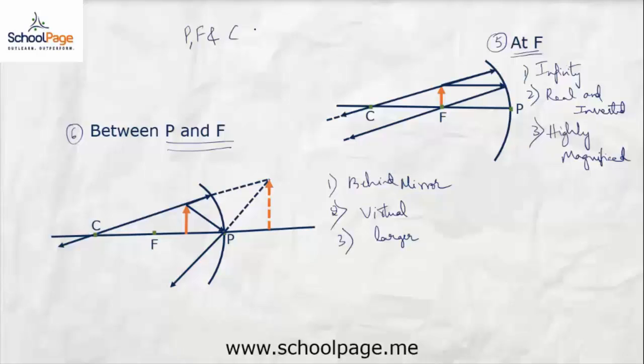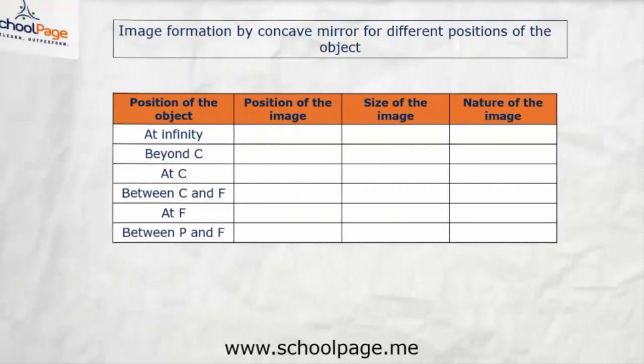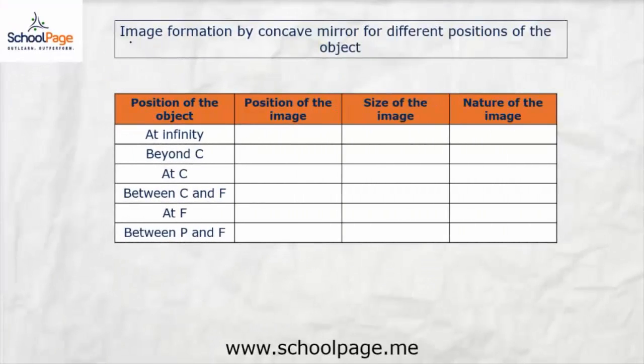The image formed is real for some positions of the object. It is found to be a virtual image for a certain other position. The image is either magnified, reduced, or has the same size depending upon the position of the object. Now let us note down the image formation by a concave mirror for different positions of the object.